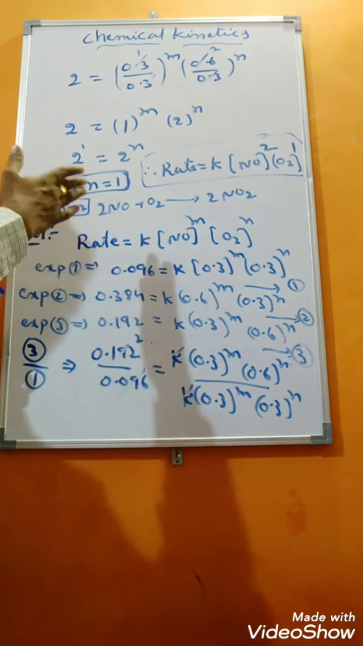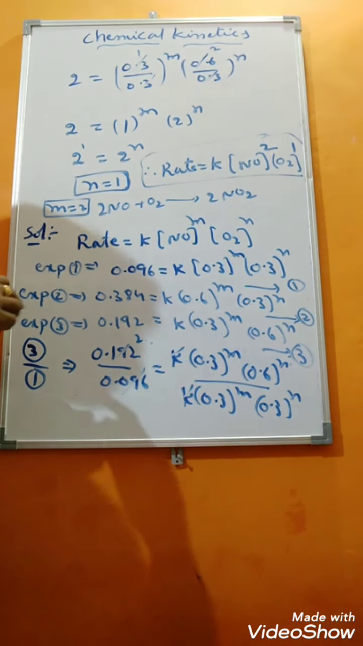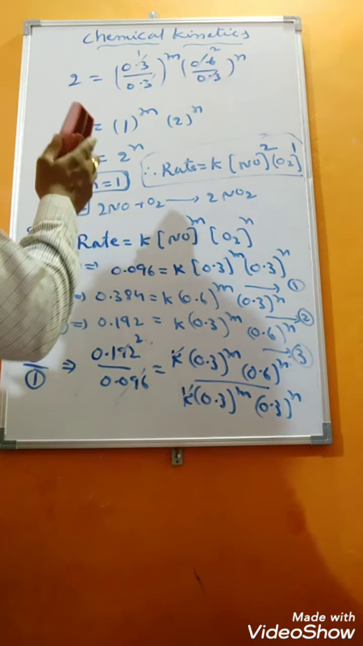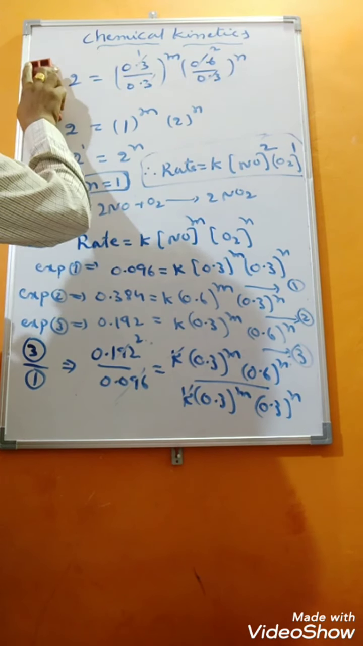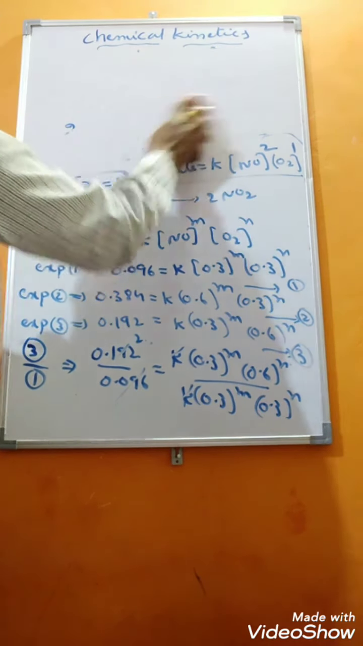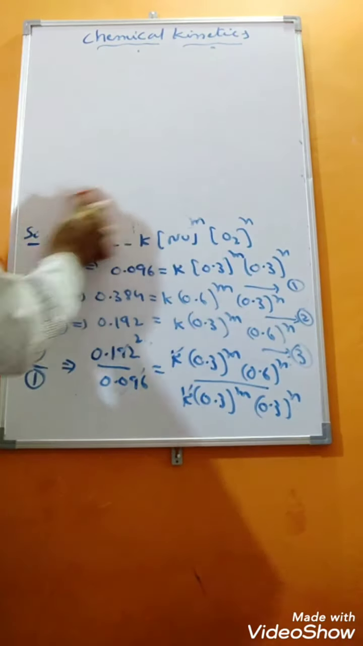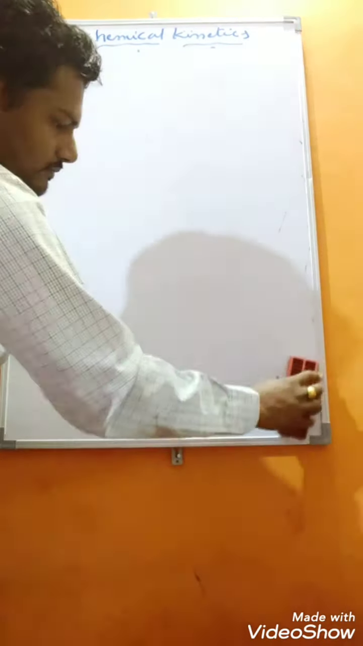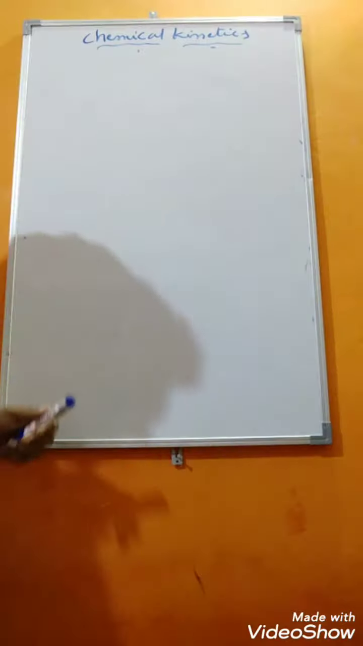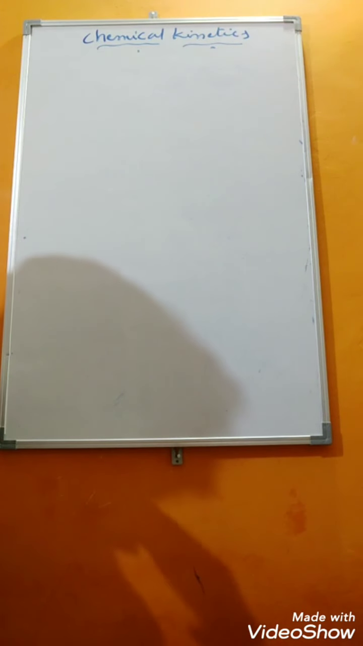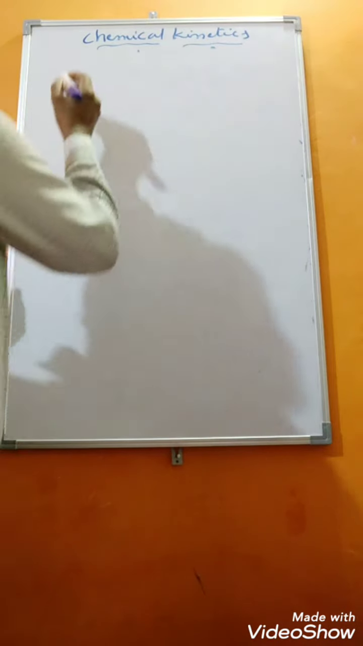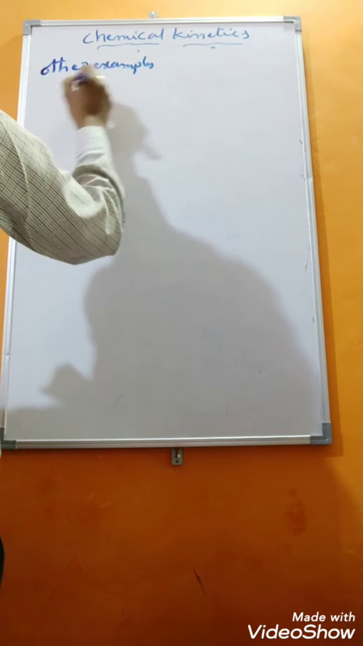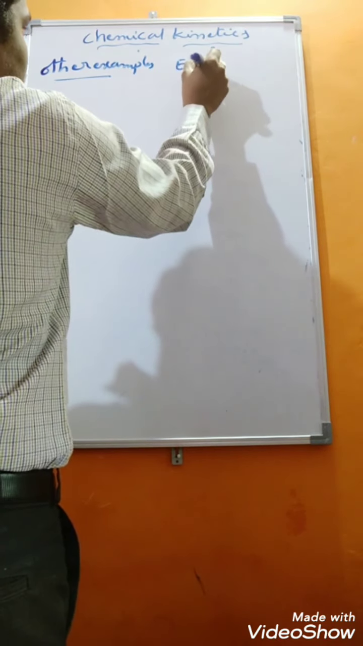We will take some more numericals based on this concept and we will solve them. Okay, students? And we will see some other examples of this rate law expression. What are the other examples? Other examples, what is the experimental rate expression? We are going to discuss now, students.